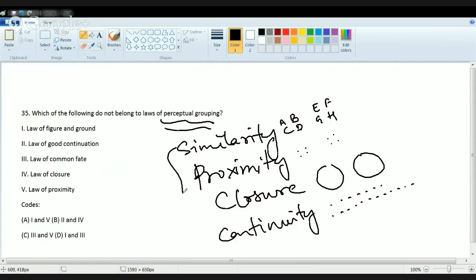So now let's understand which of these four are available here. You have closure, you have proximity, and you have continuation. So which do not belong to perceptual grouping? The answer is figure ground and common theme.